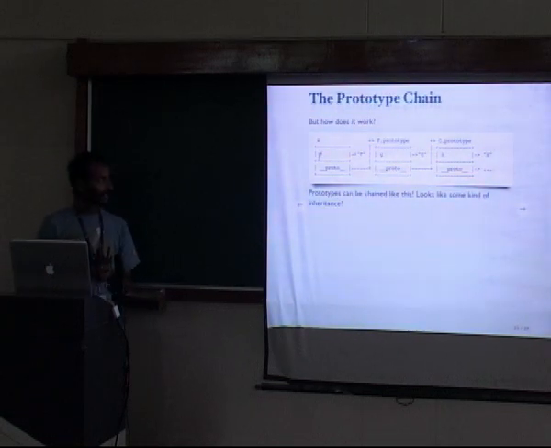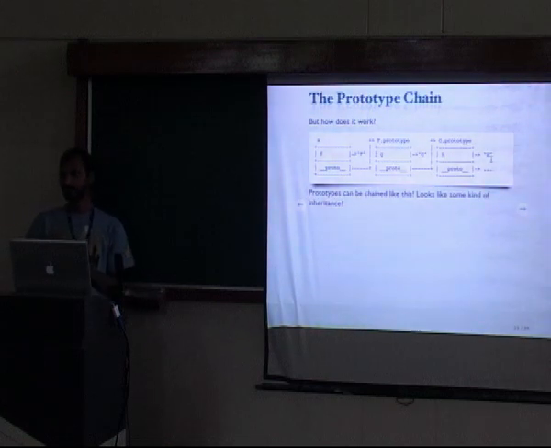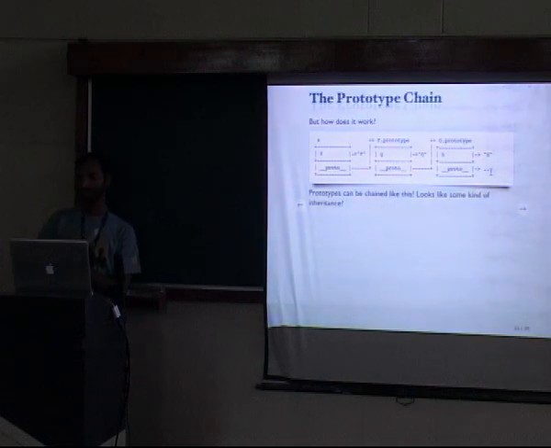When you say x.f, it looks up here and says it's f. When you say x.g, it's not found, so it goes through the prototype chain and finds it here and returns this value. When it's not found, it still goes to the next level in the prototype chain. It goes up here, finds it, and returns that value. Still, if it doesn't find it, it will go here and try to find the next value there. So this prototype can be chained. Does it look like some kind of inheritance? Yes. This is a technique that we can use to implement inheritance, the classical way of inheritance we see in other languages.